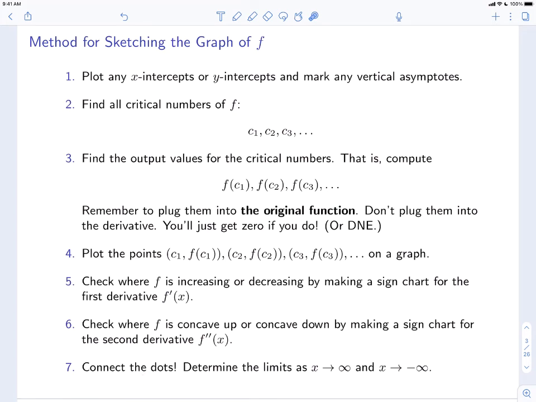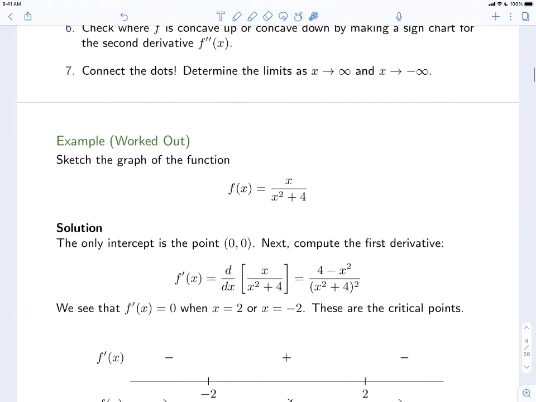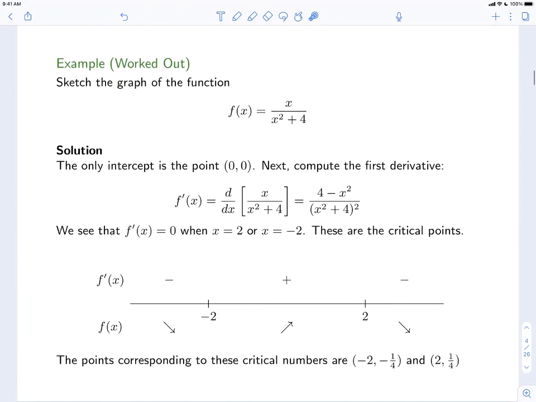Then you also want to determine the limits as x goes to infinity or x goes to negative infinity. These will give you the asymptotic behavior of the graph. Perhaps there's a horizontal asymptote, perhaps the function is unbounded. These are things that you want to know when you're trying to sketch the graph. Let's go ahead and look at an example.